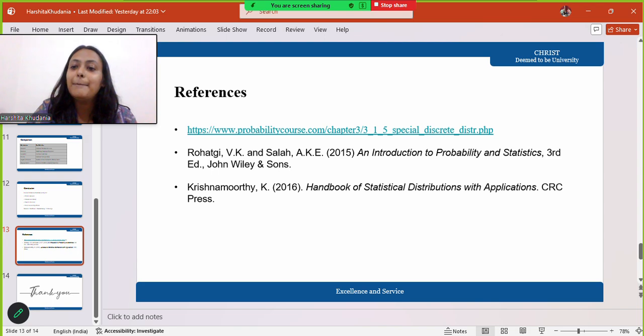The concepts, examples, and graphs used in this presentation are based on the references listed on this slide.